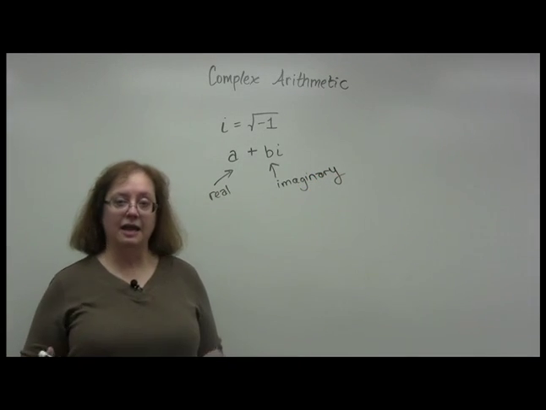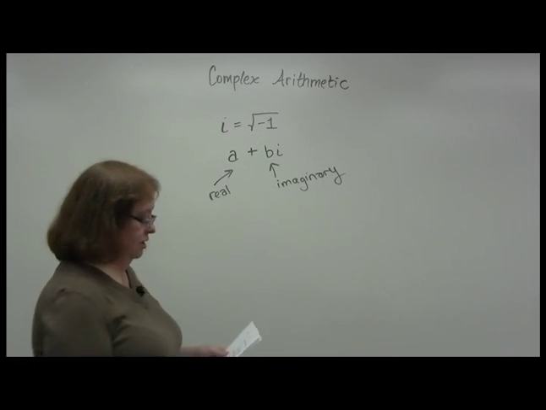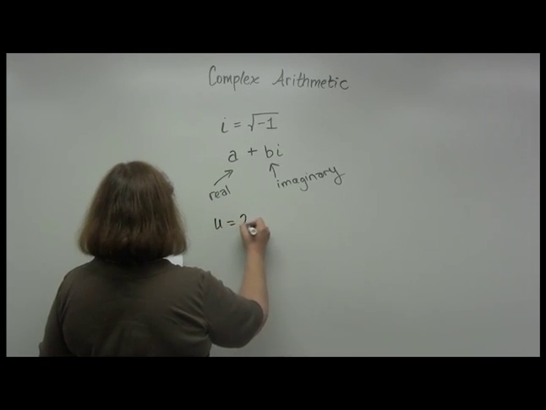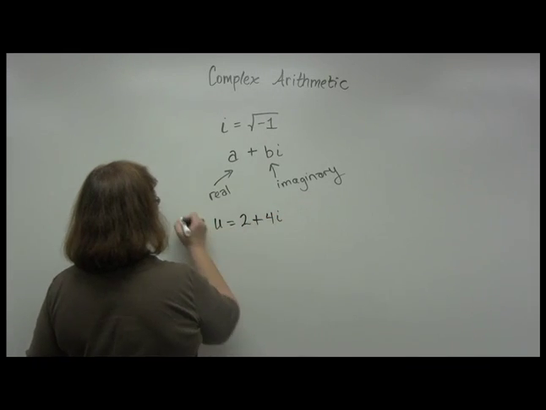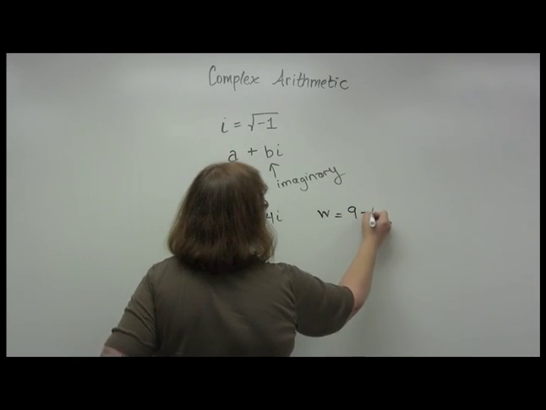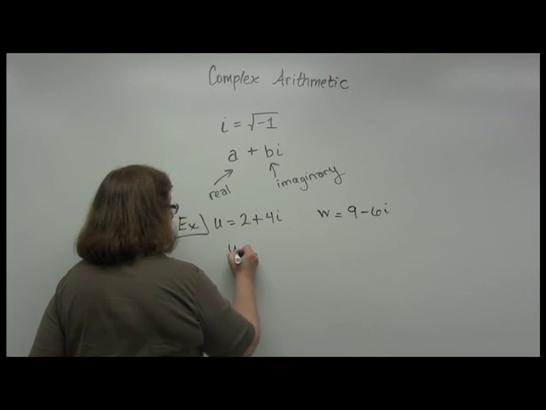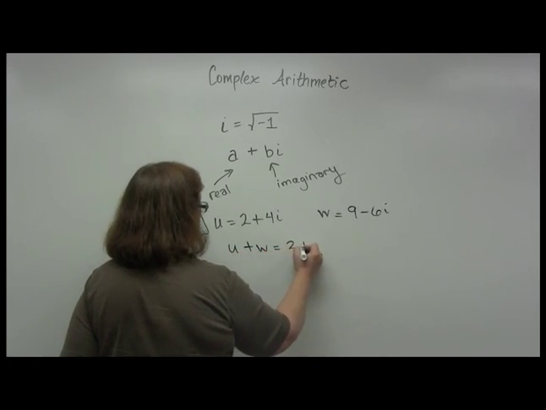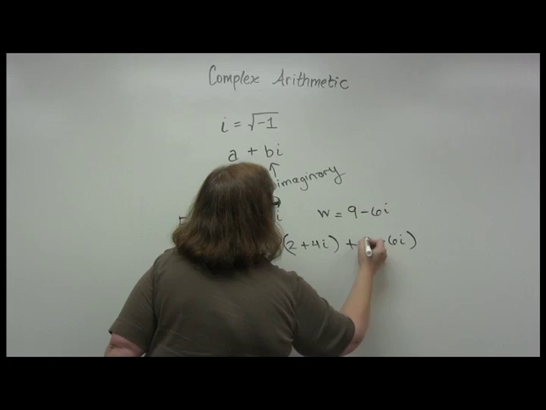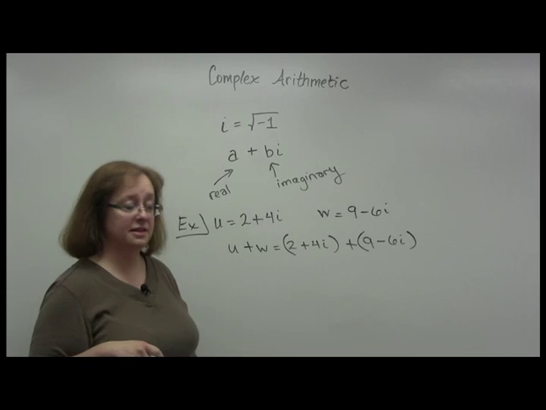So we're going to be talking about adding these numbers, subtracting, multiplying, or dividing. And we'll also talk about something called a conjugate. So first let's just add some complex numbers. Let's take u, which is 2 plus 4i, and w is 9 minus 6i. And let's just add u plus w, and see what happens. So I'm going to take 2 plus 4i and add 9 minus 6i. And let's see what we get.